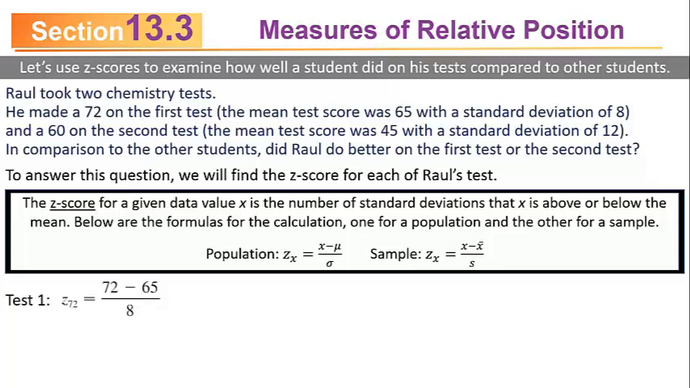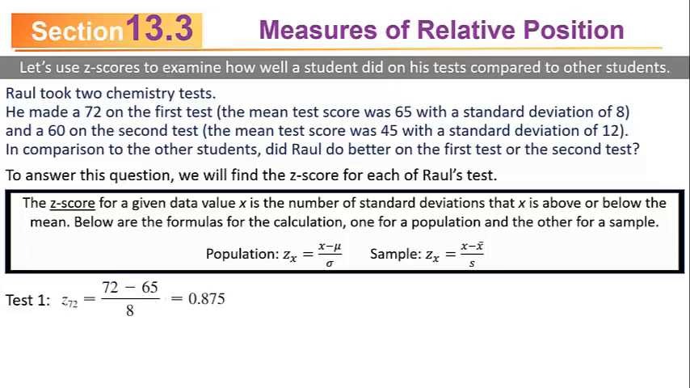For Raul's test 1, he made a 72 on the first test. So the z-score for that 72, you take the value, the 72, subtract the mean, which was 65, and divide by the standard deviation, which was 8. The 72 is the score on test 1, 65 is the mean, 8 is the standard deviation. The value minus the mean divided by the standard deviation. If you simplify that, you'll get 0.875.